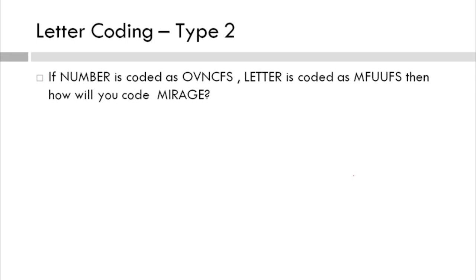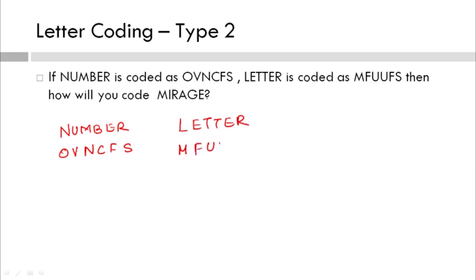If NUMBER is coded as OVNCFS, LETTER is coded as MFUUFS, then how will you code MIRAGE? What's the logic that's been used here? The code for NUMBER is OVNCFS. The code for LETTER is MFUUFS. Many times, writing down the code like this just below the word will help us to understand the logic easily. This is the respective codes of the given words.